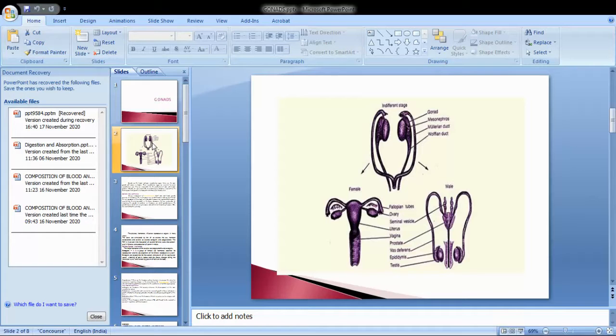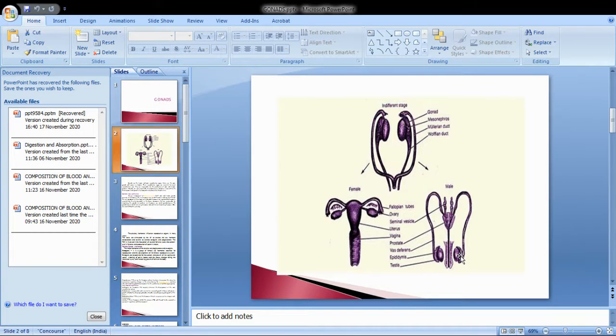Female and male reproductive organs. Testes are the male reproductive gonads, and ovaries are the female gonads. These reproductive organs are responsible for sexual reproduction since they are responsible for the production of male and female gametes.